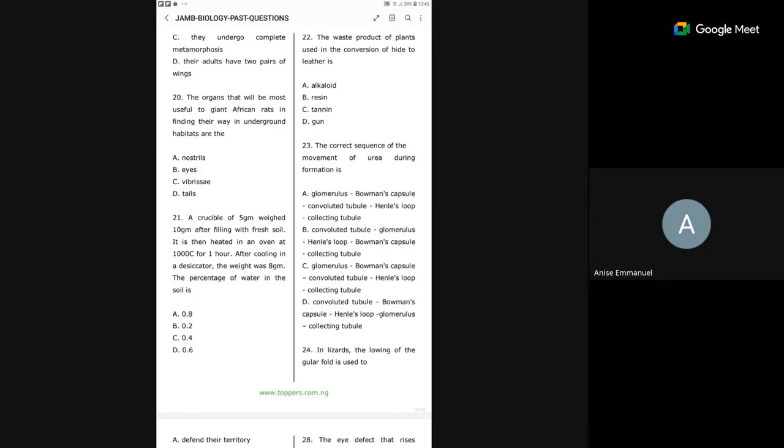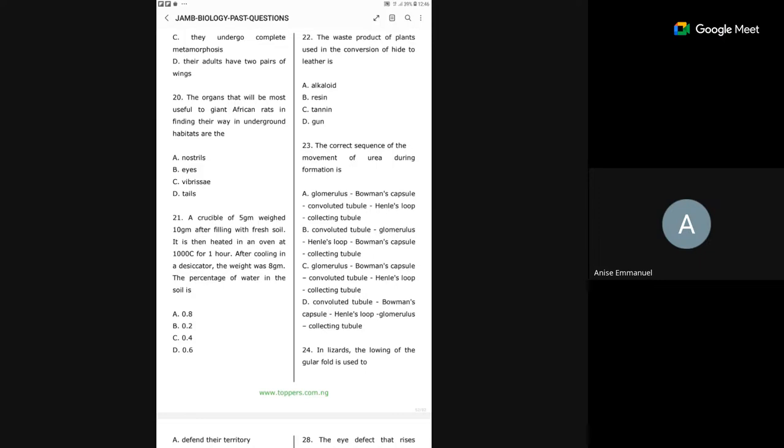This is a very simple question, and it's also an indication that we also have mathematics in biology. So for us to be strong in biology, we also have to have a good foundation in mathematics. Because all the sciences are interwoven, they go pari passu.